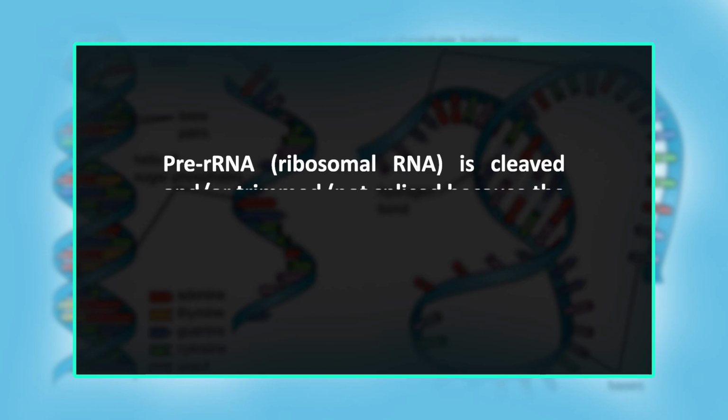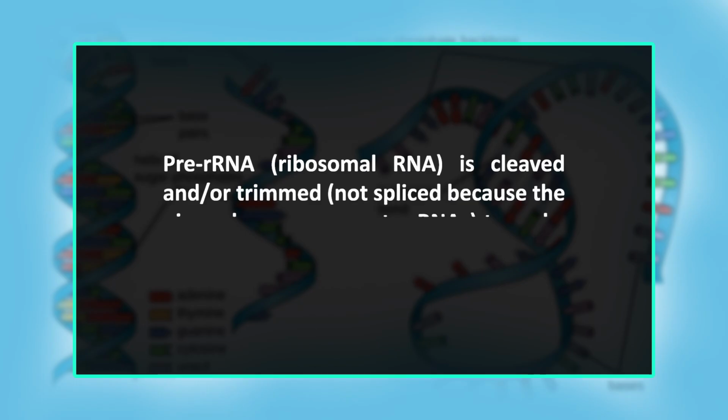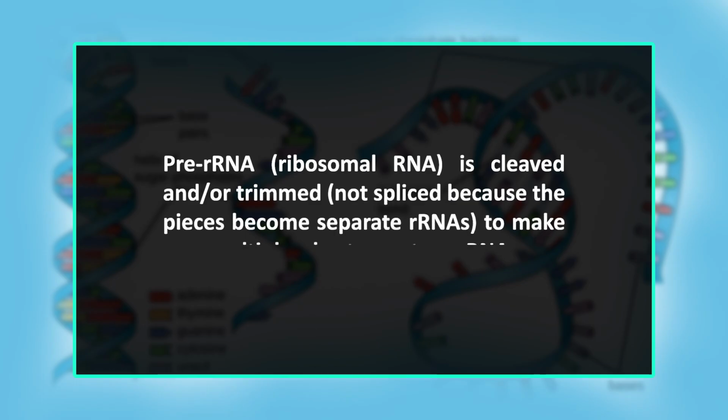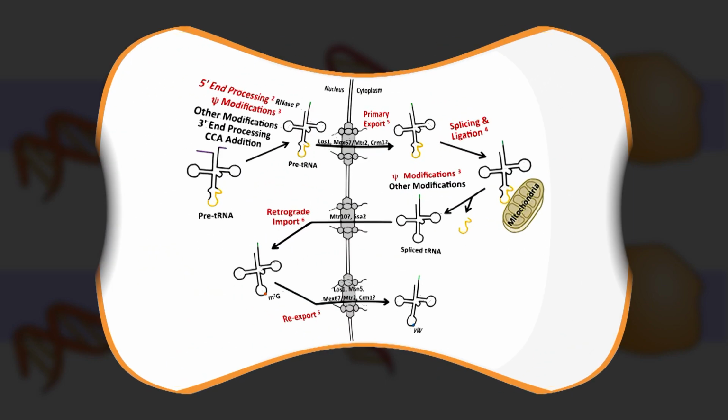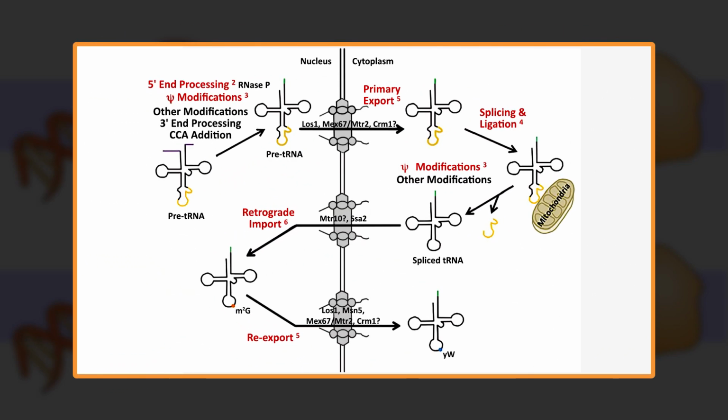Pre-rRNAs, that is ribosomal RNAs, are cleaved and/or trimmed, not spliced, because the pieces become separate RNAs to make multiple shorter mature rRNAs. Pre-tRNAs, that is transfer RNAs, are trimmed. Some bases within the transcript are chemically modified, and 3' bases that are not encoded by the tRNA gene are enzymatically added to the 3' end.